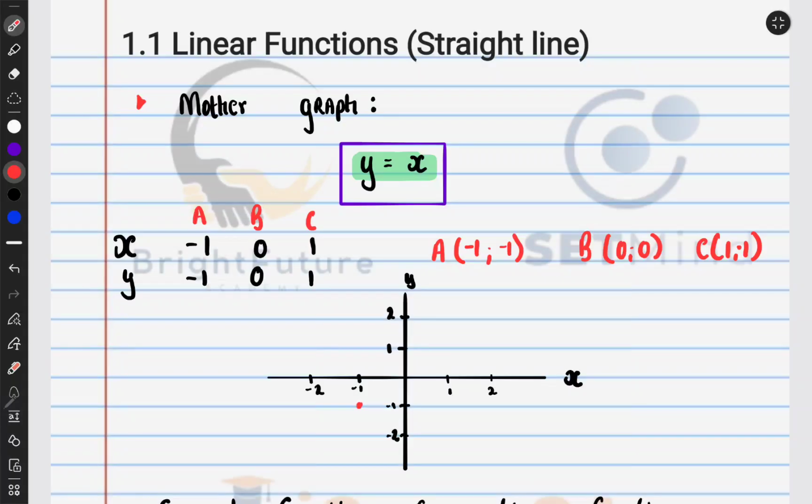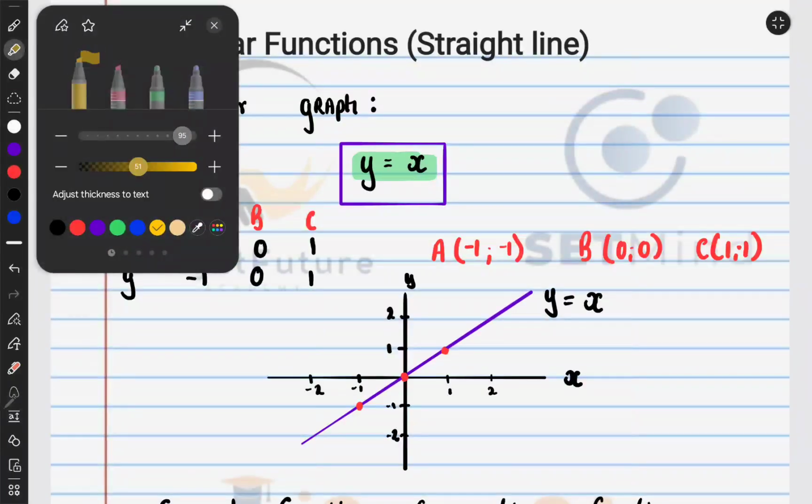And then to sketch the graph, we simply plot our point where x is equal to -1 and y is equal to -1, coordinates A. And for B, 0 and 0, that is the origin. And for C, 1 and 1. Then we simply join those points to find our function. This function, we said, is the mother function or the mother graph, which is the equation y is equal to x. That is the mother graph.